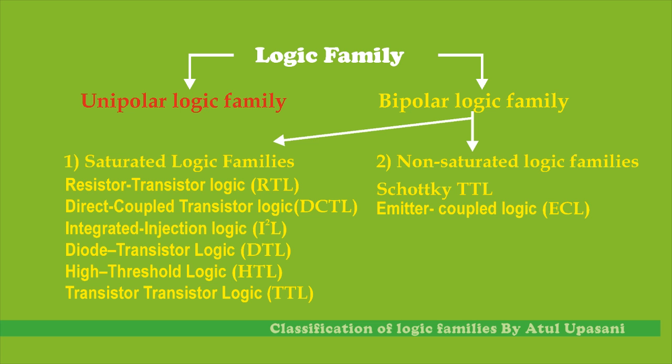The types are Schottky TTL. Schottky TTL means that the diodes are constructed using Schottky diodes. Schottky diodes we have already discussed in 11th. A Schottky diode is a combination of metal and one kind of semiconductor. That means N-type semiconductor is used at one end, and at the other end metal is used.